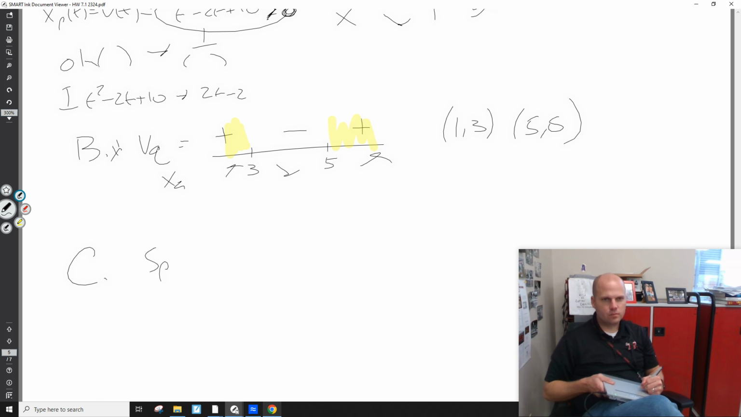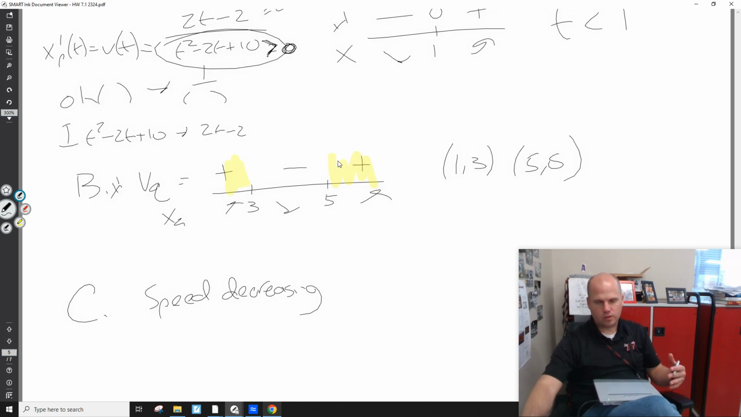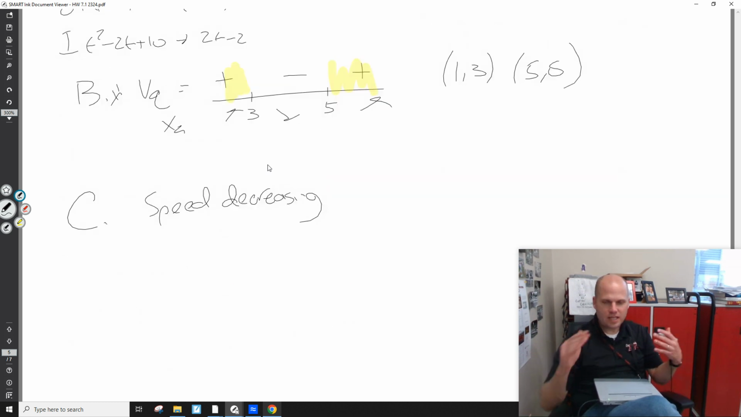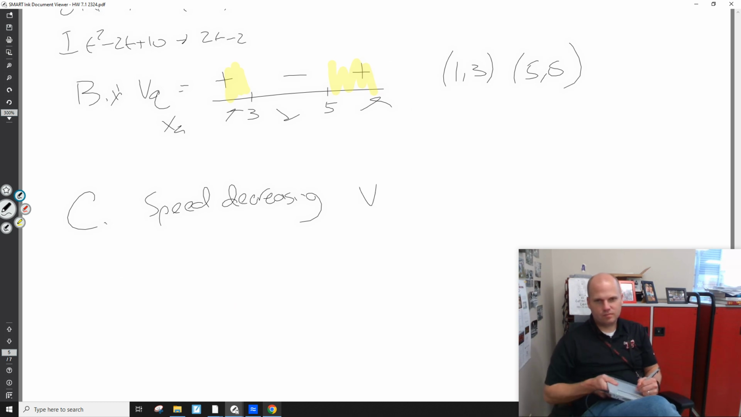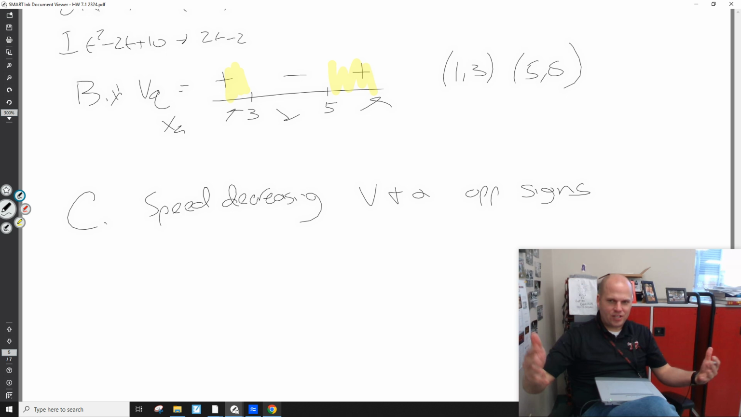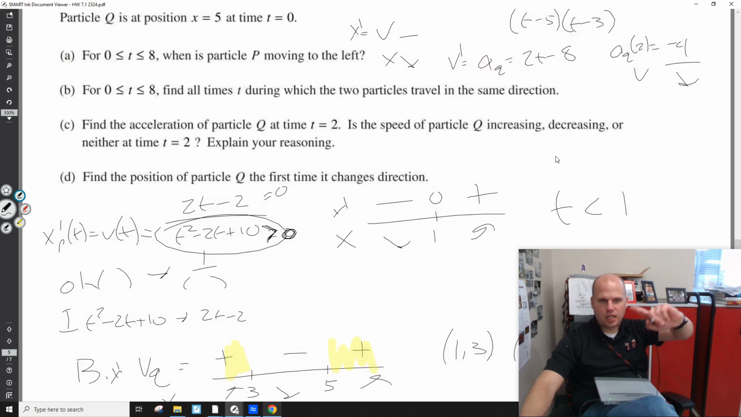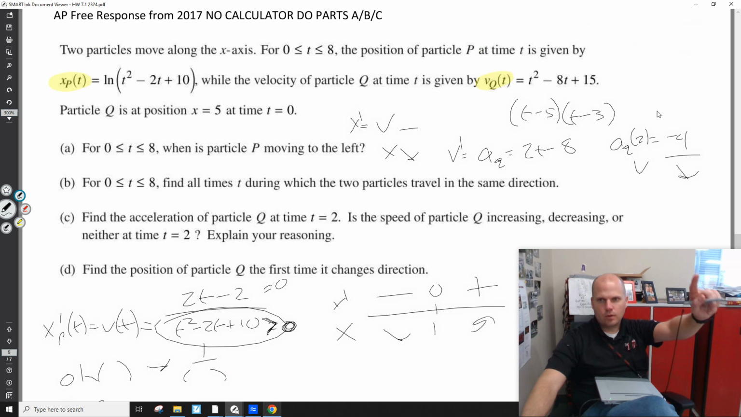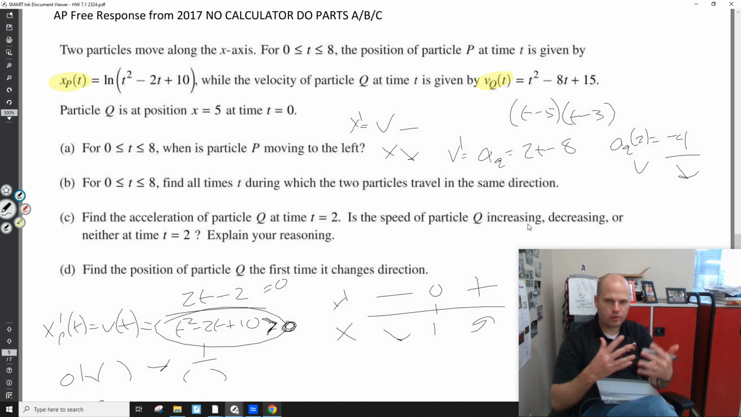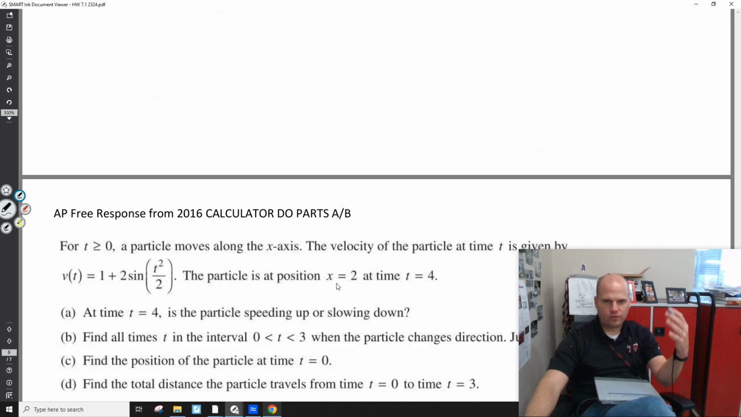The easiest justification, because they ask you for justification, and they usually do. Yeah, explain your reasoning. The easiest reasoning is always velocity and acceleration have opposite signs. It's easier than saying, oh, my velocity was positive, but since acceleration is negative, my velocity is decreasing, which means my velocity values are approaching zero, which means I'm slowing down towards a rest.